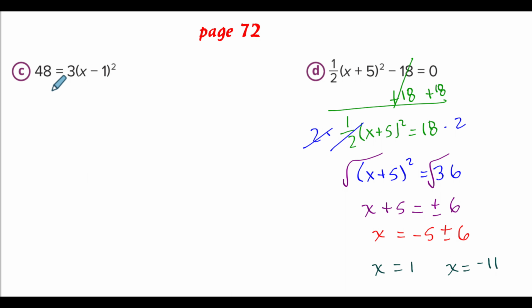Okay, here's what I get. I showed all those steps, right? So you first add 18, then you multiply by 2. That'll get rid of the half. And to get rid of that squared, we take a square root, right? And then don't forget your plus or minus. And I wrote it, you subtract 5 from each side, you'll get -5 plus or minus 6. So -5 plus 6 is 1, and -5 minus 6 is -11. Those are the 2 solutions to part D.